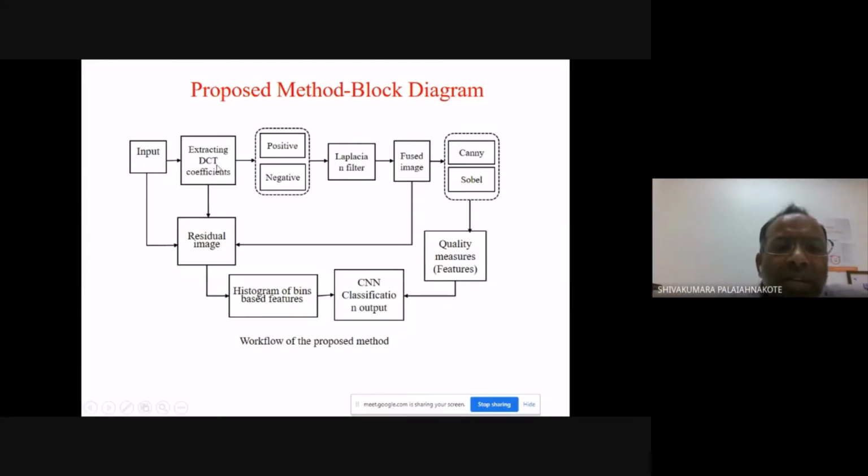So we extract the DCT coefficients, analyze the positive and negative coefficients, do some pre-processing to remove noise, and finally we fuse them. Again, I'm coming back to Canny and Sobel. Canny and Sobel solve two problems for me. One is observation: I can easily explain the difference between forged and genuine with Canny and Sobel. That is the reason I always bring Canny and Sobel.